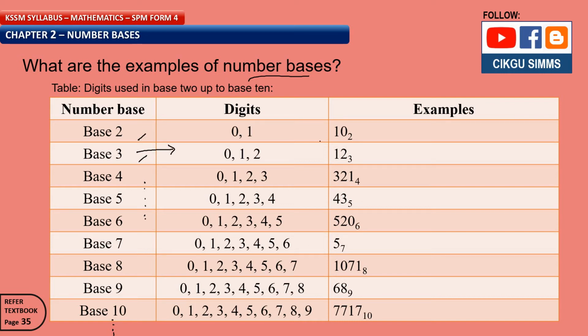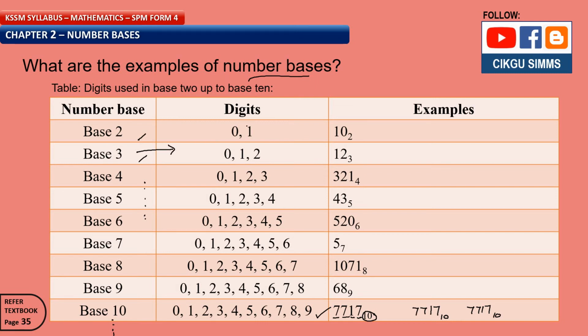So what are the examples? You are very familiar with this one, right? You can use any of these 10 digits, for example 7717. Normally we skip writing the base for base 10, because we know this is base 10. But in this chapter you have to write it. If you see a number 7717 without any base written, you need to assume that this is base 10.